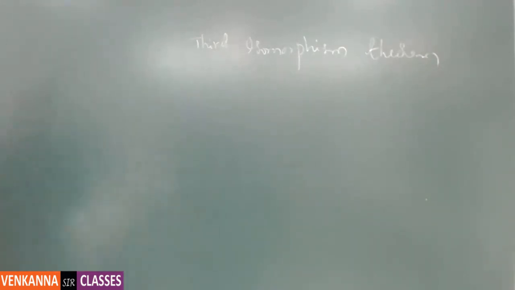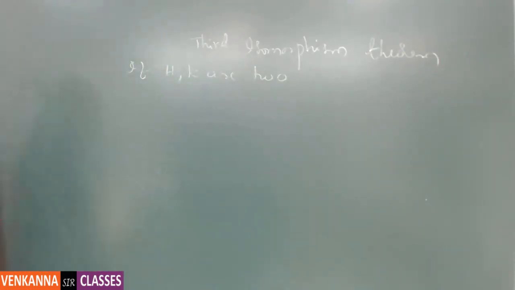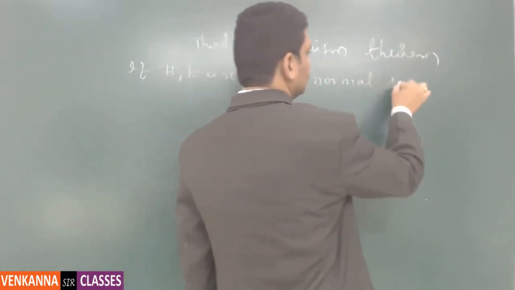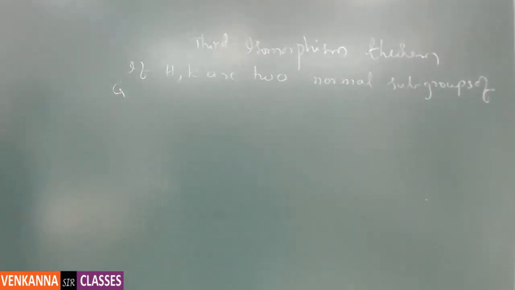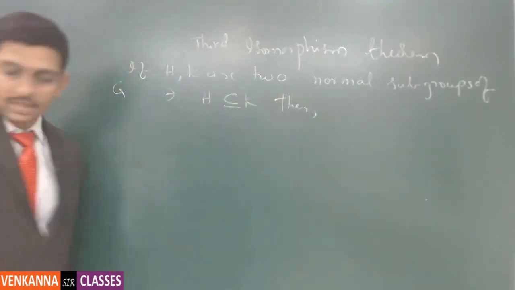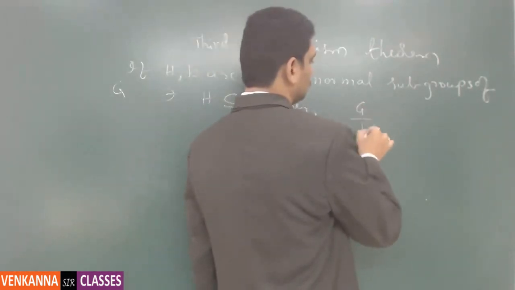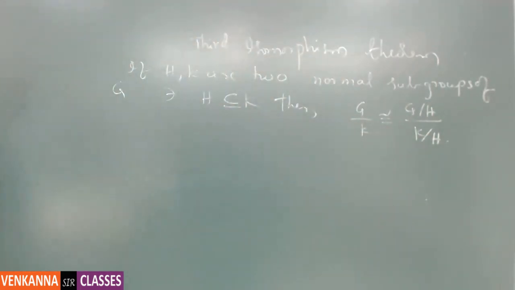Now we discuss about this. So coming to this part, the statement is: if H and K are two normal subgroups of G, such that H is a subset of K, then G by H isomorphic to K by H. This is the third isomorphism theorem. Please take a note of that.